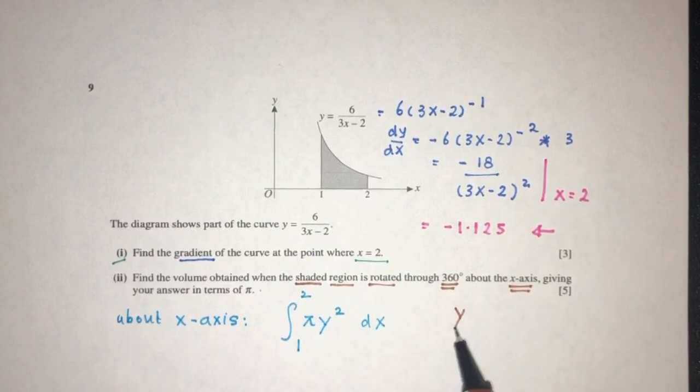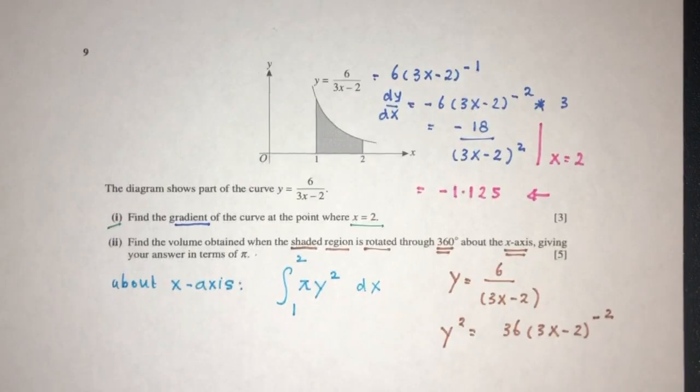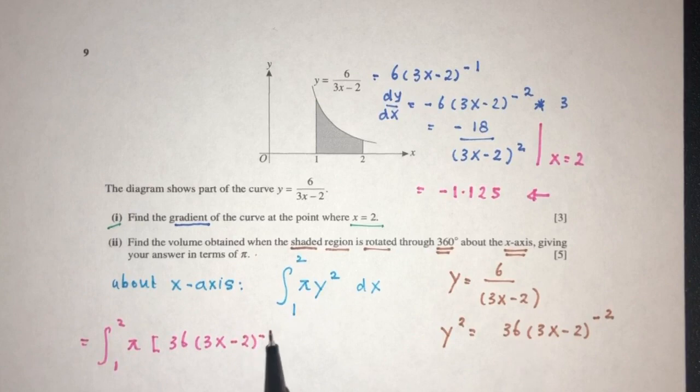So we know y is given to you by this value, which is 6 over 3x minus 2. What is y squared? That should be 36 (3x minus 2) to the power minus 2. That makes sense, right? That will be y squared. Replace back in the main equation, that should be integration from 2 to 1 of pi times 36 (3x minus 2) to the power minus 2 dx.